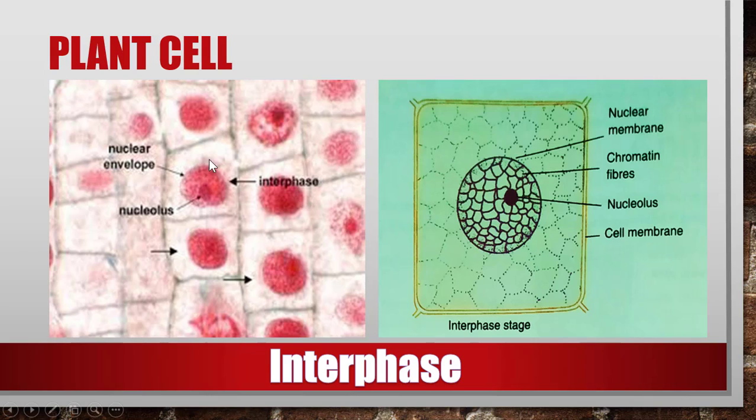So this is actually the view under the microscope, and this is a simple diagram to understand what is inside the cell. As you can see here, the nucleus is very rounded and larger in size. Chromatin networks cannot be identified here. The nuclear envelope is clearly visible with the nucleolus. That means all the nucleus parts are present here.